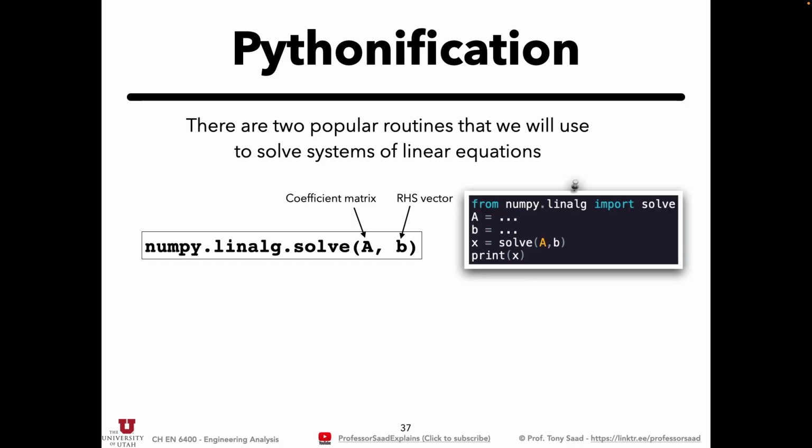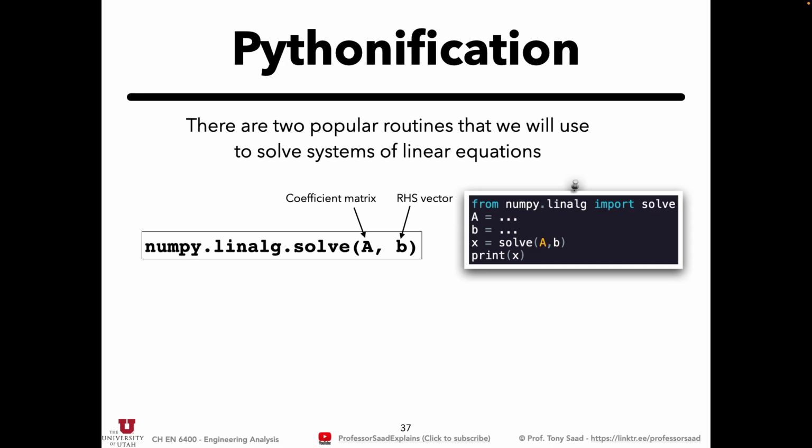Before I show you how to build A and B, let's just see what this looks like. From numpy.linalg import solve, or you can just say import numpy as np and say np.linalg.solve. And then let's say you somehow build A and build B and simply say my solution vector x equals solve(A, B). Couldn't be any simpler, right?